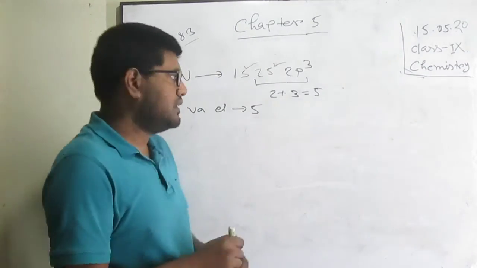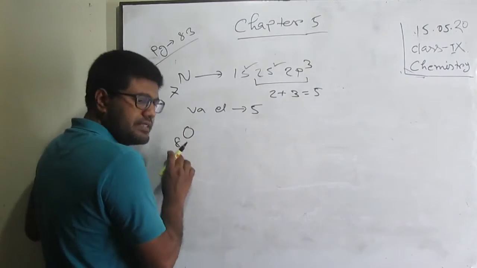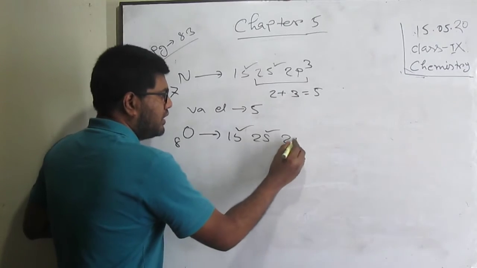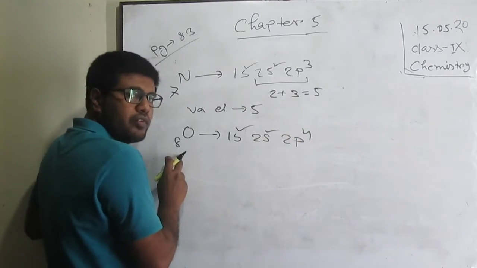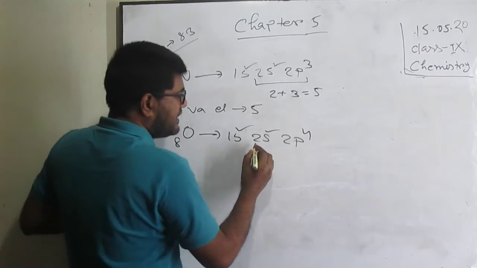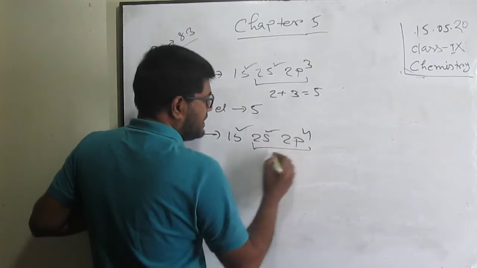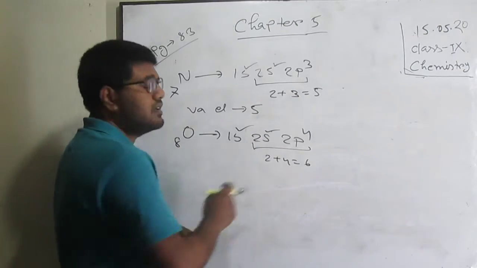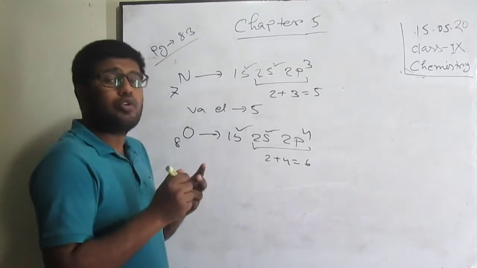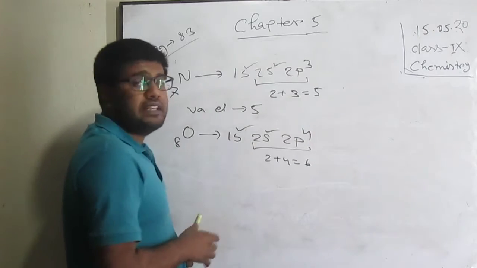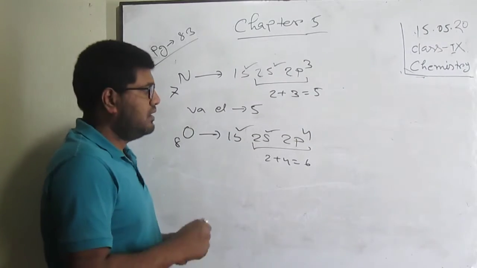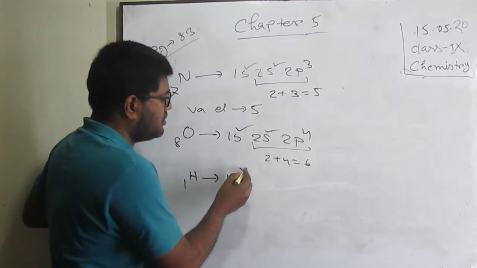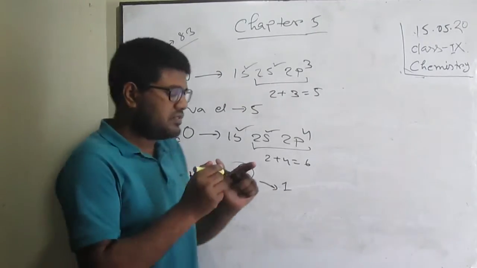And suppose for oxygen, its atomic number is 8. Its electronic configuration is 1s2, 2s2, and 2p4, because the total number of electrons is 8. So its valence electron count is 2 plus 4, which is 6. So we should count only the total number of electrons in its outermost energy level. Suppose hydrogen, it has just one electron, so its valence electron is only 1. So this is a very easy topic.